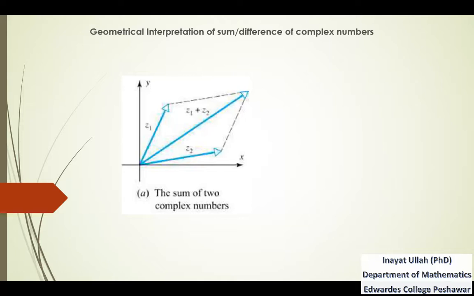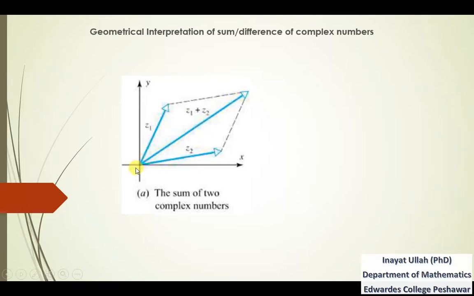That is a diagram which shows the sum of two complex numbers. For example, that is the first complex number z1 along with vector notation, and that is the second complex number z2 with the vector representation. Now completing this parallelogram, that is the parallelogram. So the largest diagonal, this is the largest diagonal, and that is the smallest diagonal.